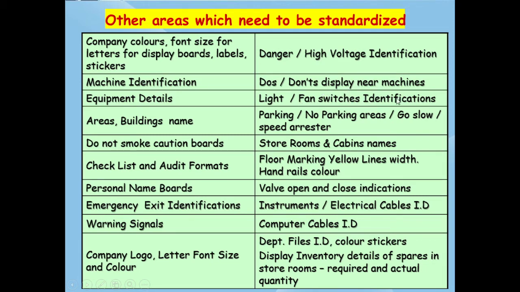light and fan switches identification, parking, no parking areas, go slow, speed arrestor indications, storeroom and cabin names, flow marking yellow line width. You have to decide what width you have to maintain. Handrail color should be common throughout the factory. Valve open and close indications for safety.